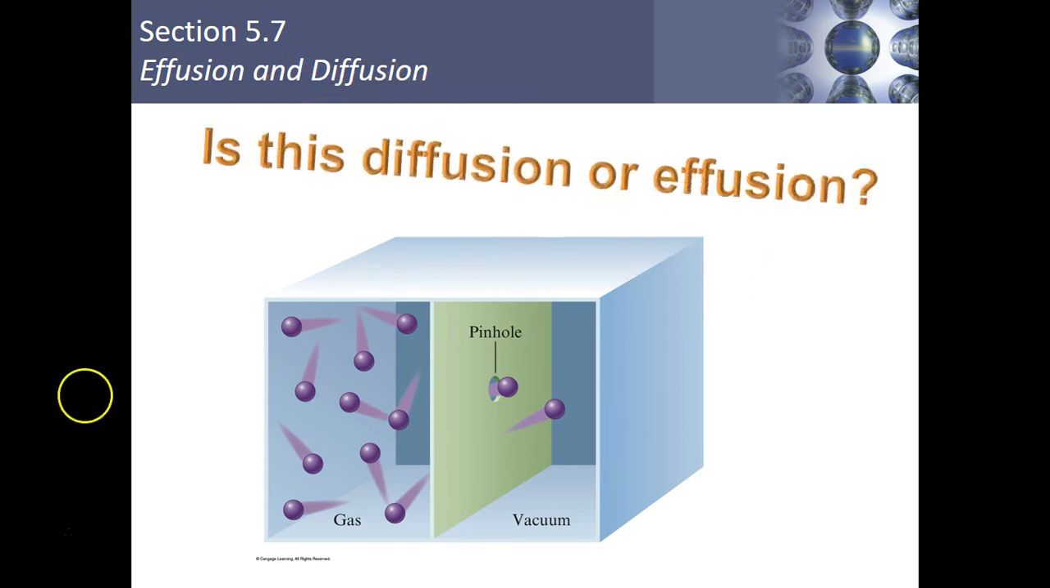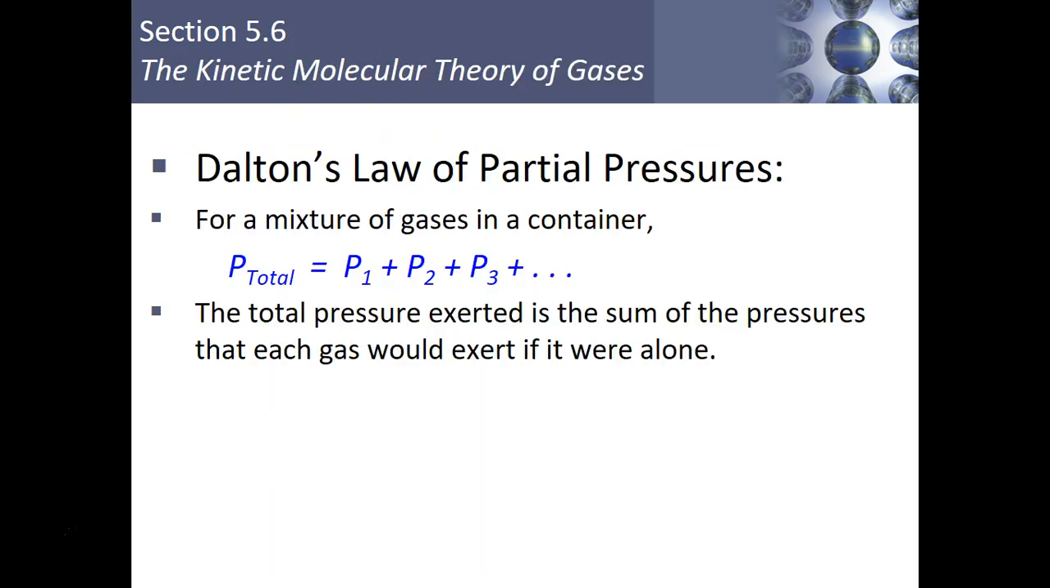What we're going to look at now is Dalton's law of partial pressures. This is a really easy formula that says the total pressure of a container is equal to the sum of all the individual pressures of the gases within the container. What that means is if you've got three different gases with three different pressures, the pressure of the total container is just going to be equal to all those individual pressures added up together.